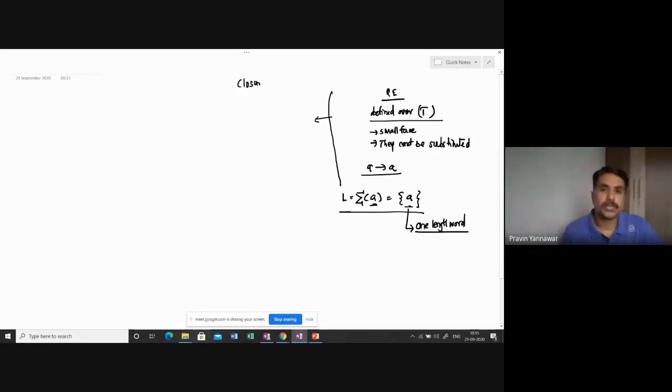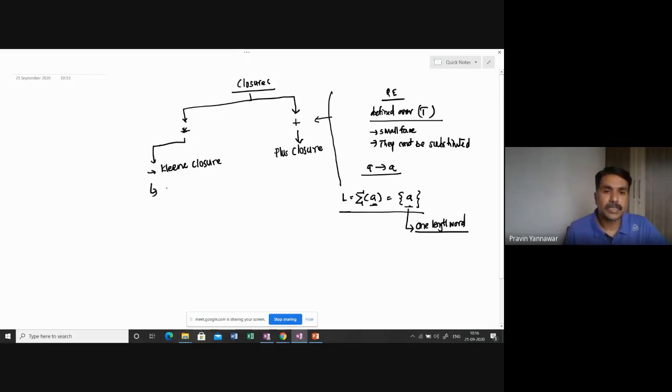Closures. There are two closures defined. What are they? The first closure is called star, and the second closure is called plus. Now, if you look at this star, you need to understand this point. Star is called the Kleene closure. This is called the plus closure.